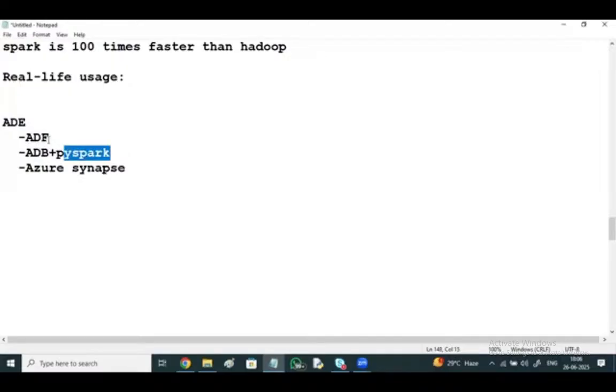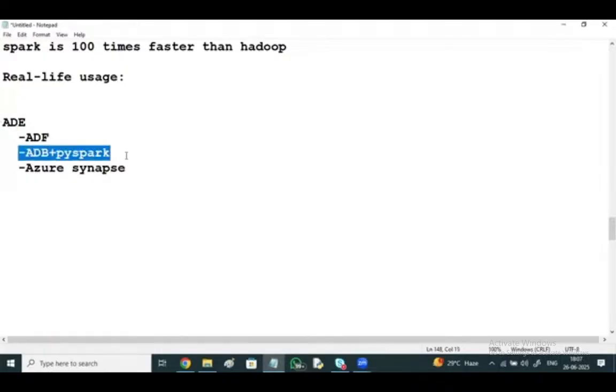In the case of ADF, you won't have entire control of the cluster. A default cluster will be there. Here you will have entire control of the cluster. You will design the cluster with however many nodes you want, and you will write the code, whatever you require, everything at the PySpark level. So without learning ADF, we can directly start PySpark.